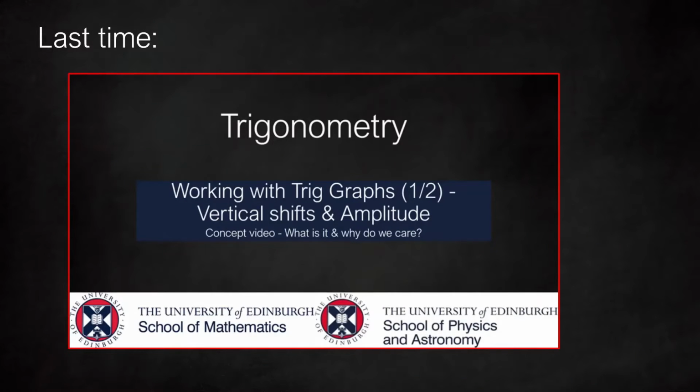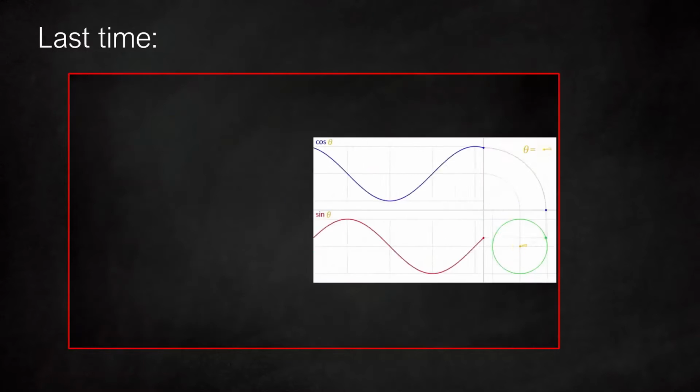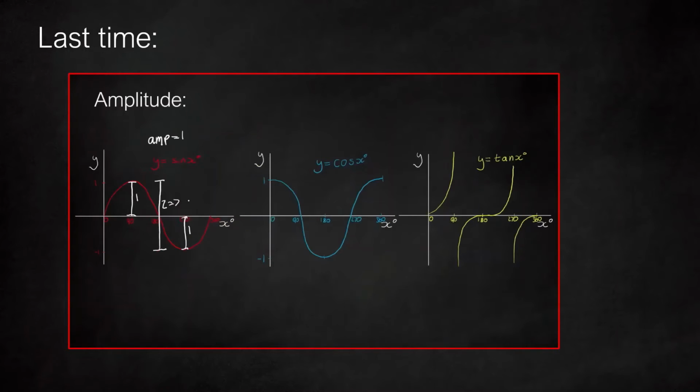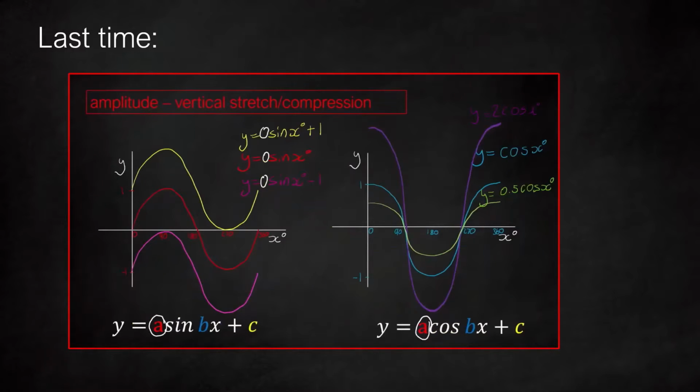Last time we recapped the intro video and then went on to use the unit circle to see where the graphs come from. We then plotted the trig graphs using the unit circle as a guide, then we used the graphs to talk about amplitude, which is just the height of the graphs, and highlight the two types of vertical transformations. We then looked at the general form of these trig equations, allowing us to look at the transformations in more detail.